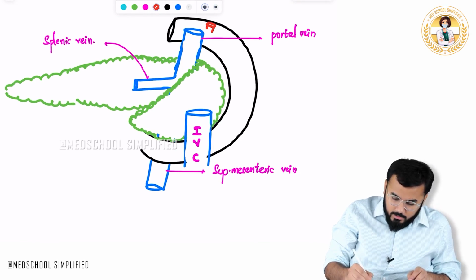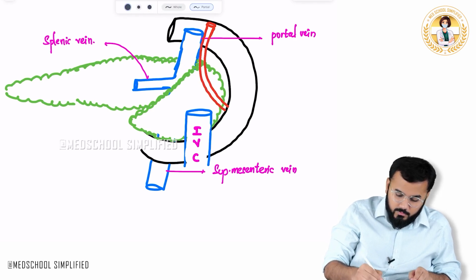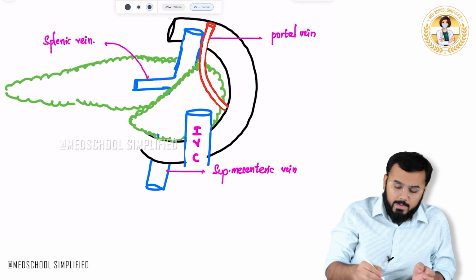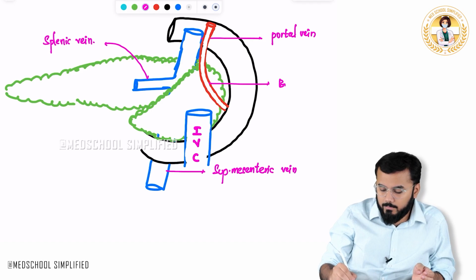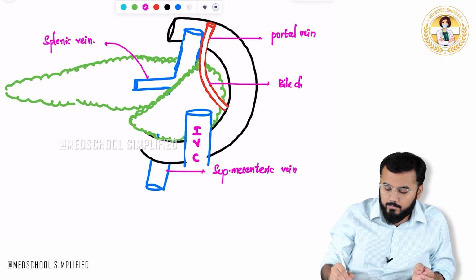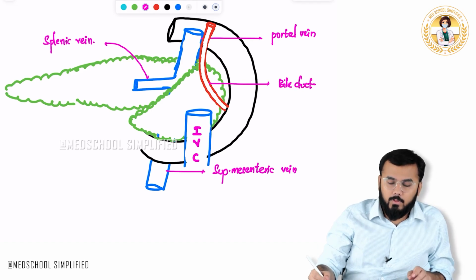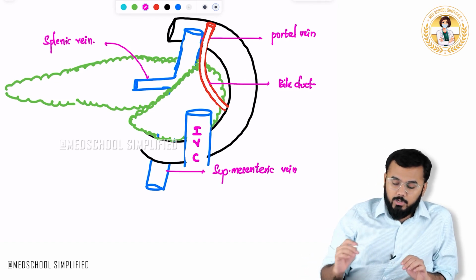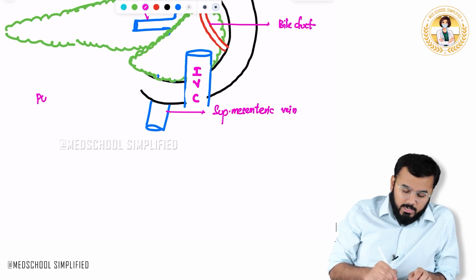exactly here, right? So this is a structure that is passing on the back in this way, like this. Okay, so this is the structure which I was talking about. This structure is called what? This is called your bile duct. Bile duct. Okay, now this picture is the picture which you are exactly looking at, the posterior view.